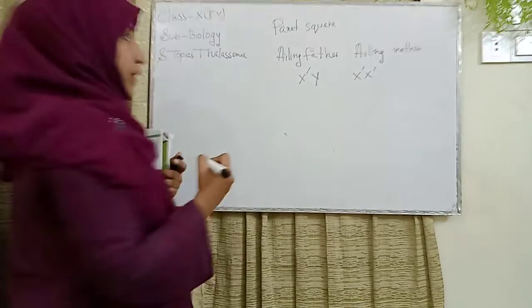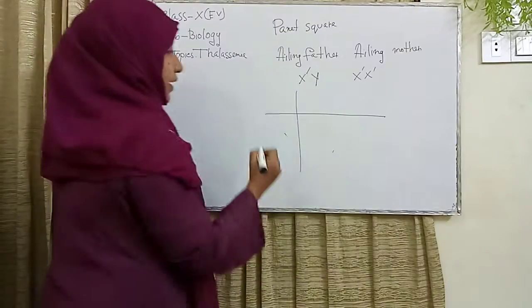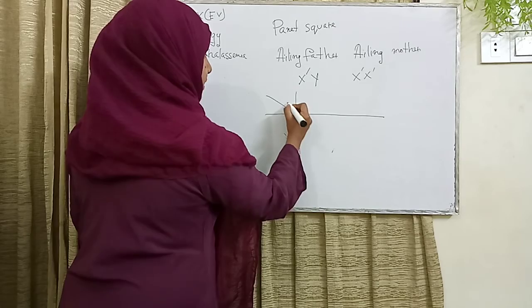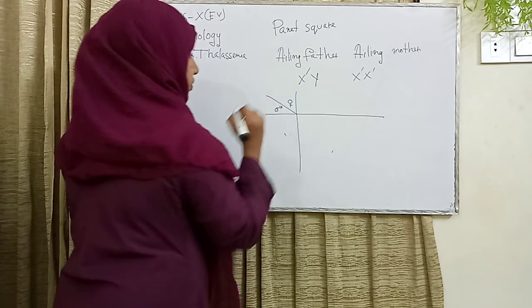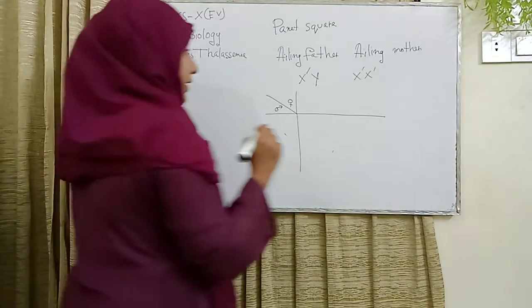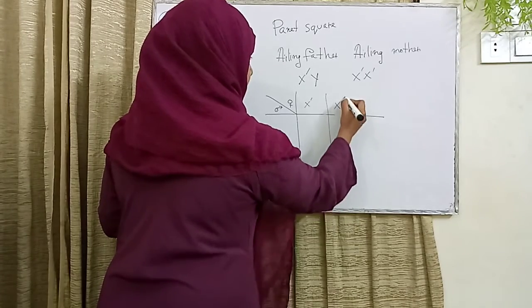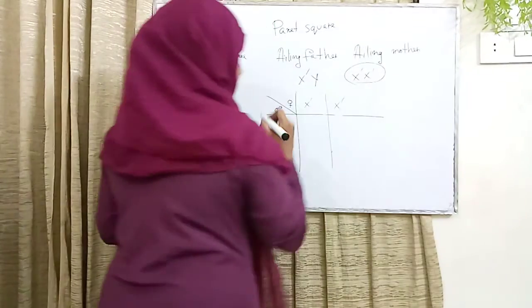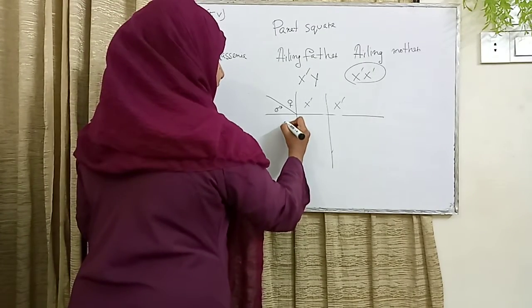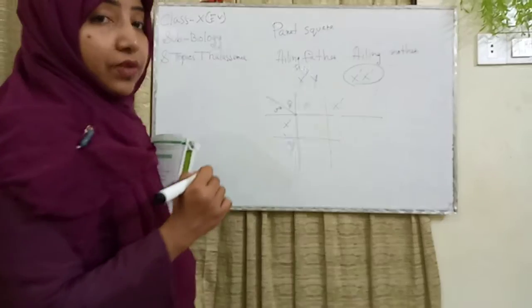Now we start the Punnett square. Here is the mother and the father. The mother structure is X prime and X prime, the ailing mother. The other structure is X prime and Y, the ailing father.